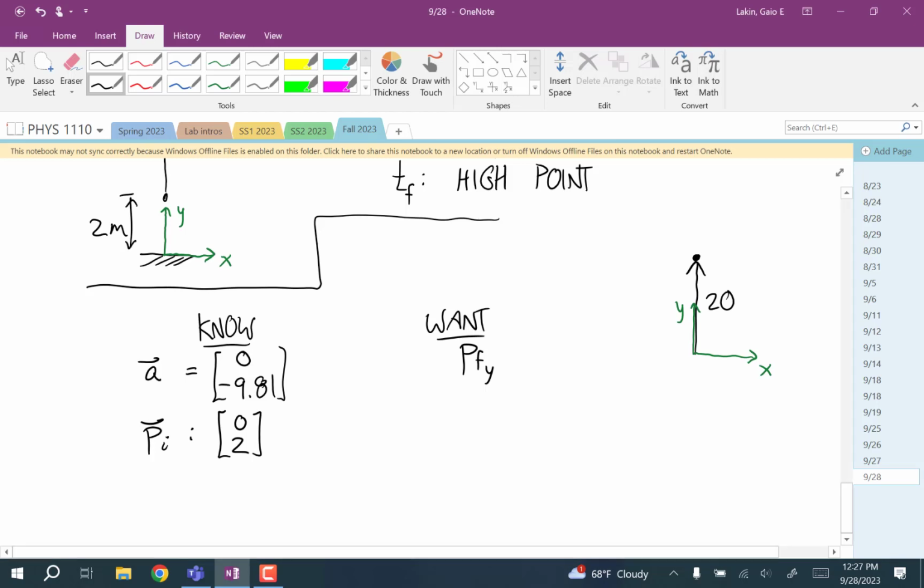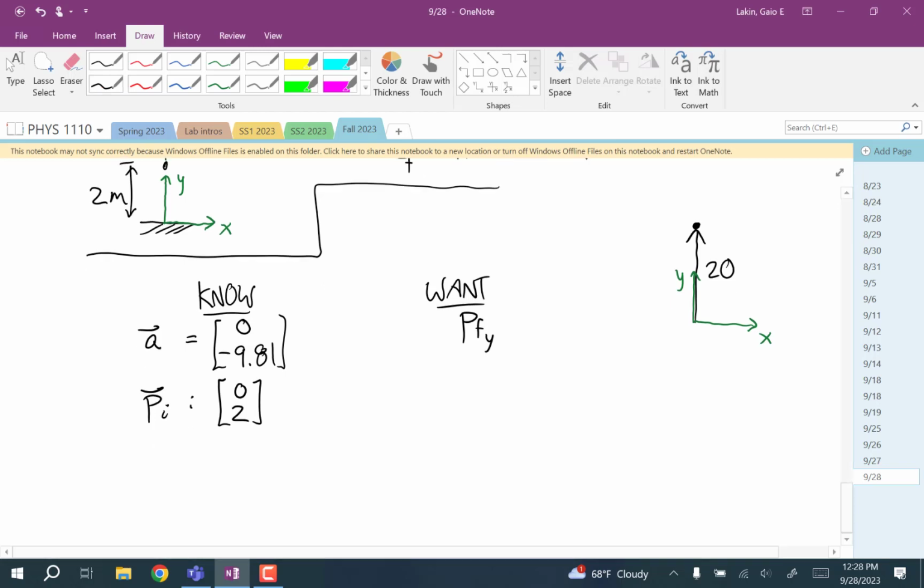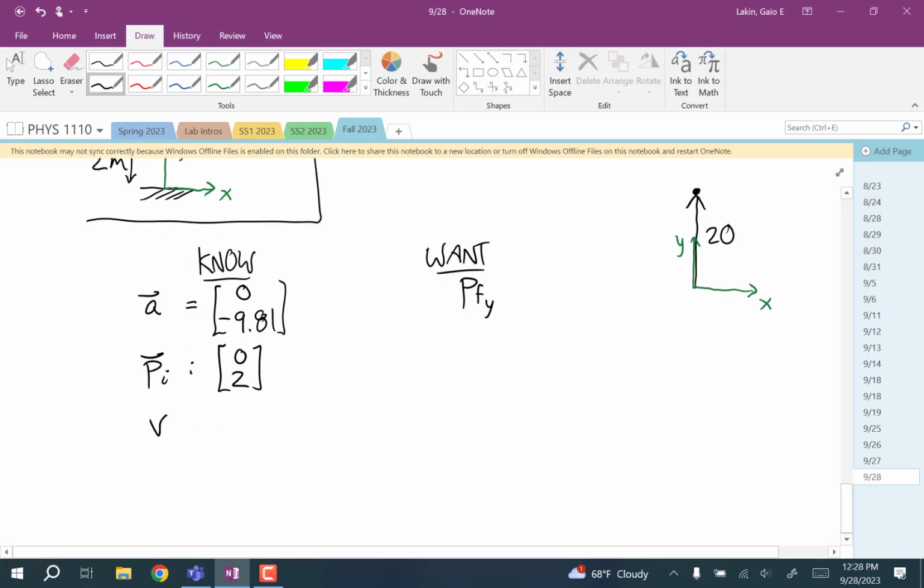You also could think that that's a 90-degree angle and use 20 times cosine and sine of 90, but I do think you should get in the habit whenever something's on a positive axis or a negative axis, you should just be able to eyeball that. This is in the direction of the positive y-axis, so it's just going to be 20 in the positive y direction. Okay? So VI is 0, 20. And it's the highest point, so VFY is equal to 0.